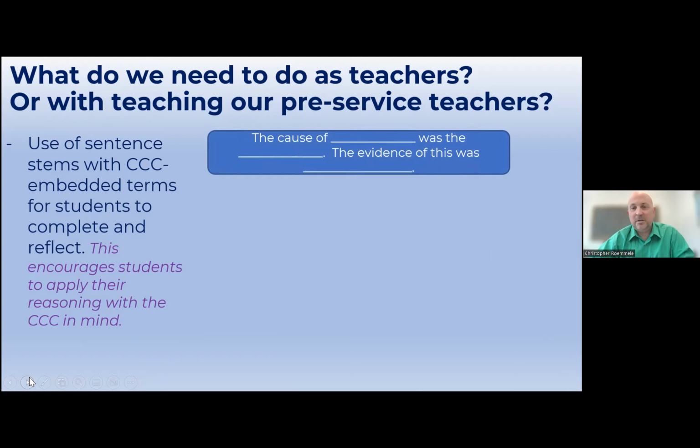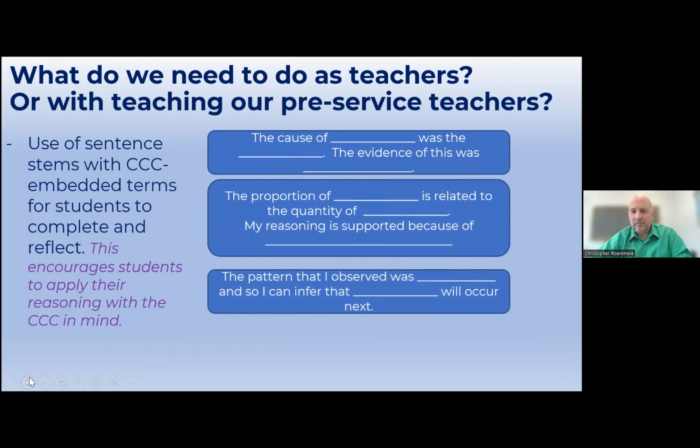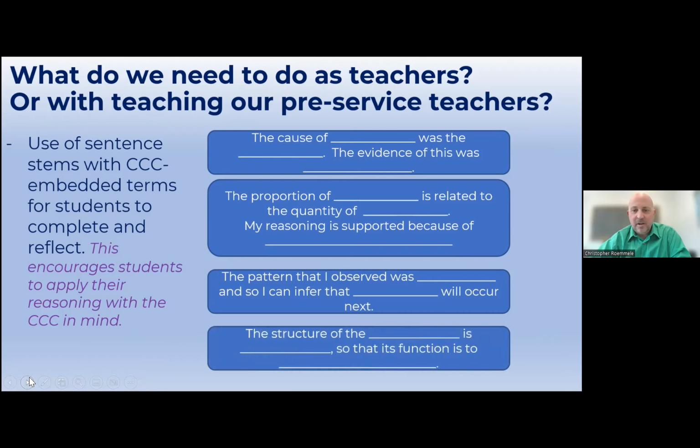We're seeing it in multiple ways, where they can answer the question about cause and effect and provide evidence of what that was. Again, scale, proportion, and quantity, patterns, and at the same time, they also have to provide evidence and their reasoning, so that they can make an inference about that. So we're asking them to explain their responses and also incorporate the scientific process skills as well.